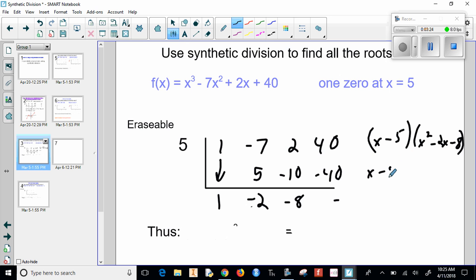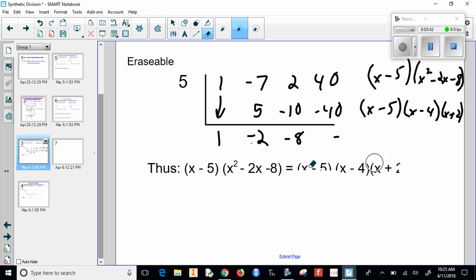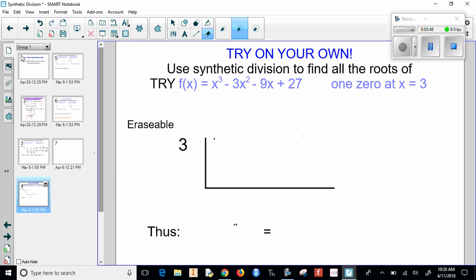Now, if I wanted to graph that out, this would be x minus 4, x plus 2. And we have zeros at 5, 4, and -2. And it has that positive leading coefficient. Let's see what this says. Yeah, I think that's what I just did. Great. Now, this one, if you were in class, I'd have you try this one on your own.